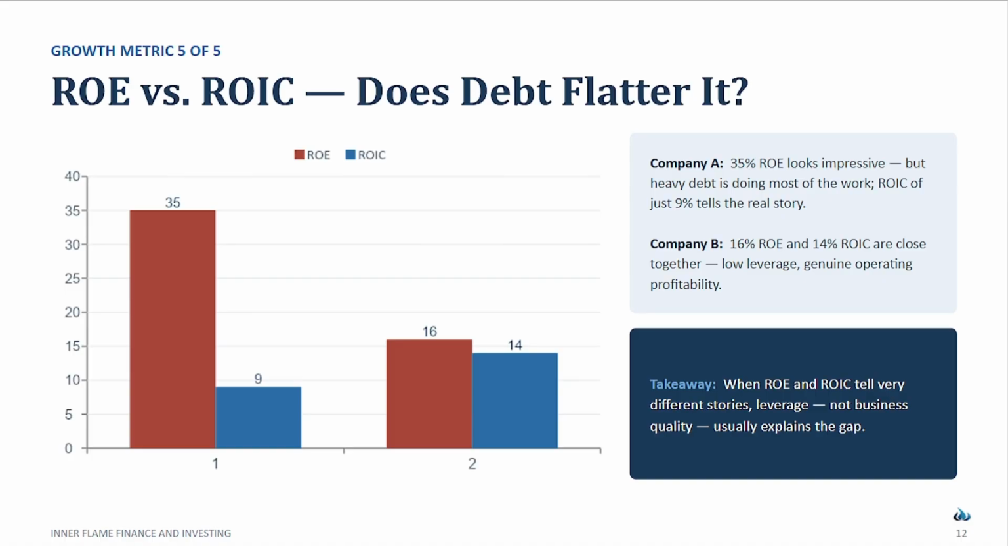Company B does not have that impressive of a return on equity, just 16% compared to the 35% of Company A. That 14% return on invested capital is pretty close to that 16% return on equity, so that usually implies that there's low leverage. This is genuine operating profitability. So the key takeaway for these two numbers is that when return on equity and invested capital tell different stories, it's usually leverage, not the actual business quality, that helps explain that gap.